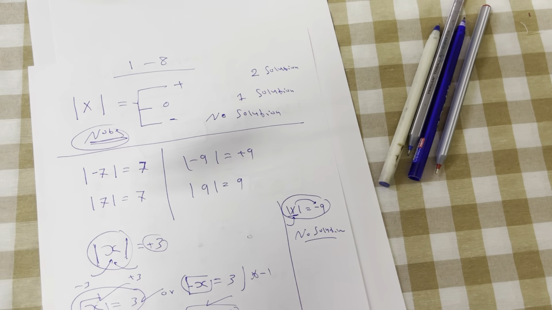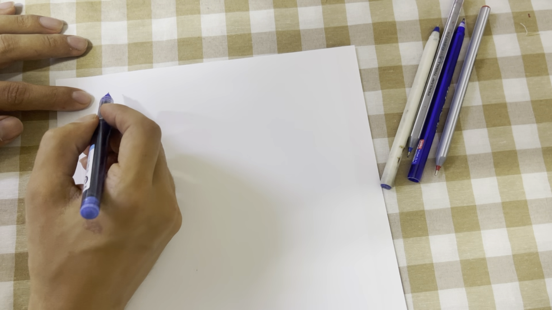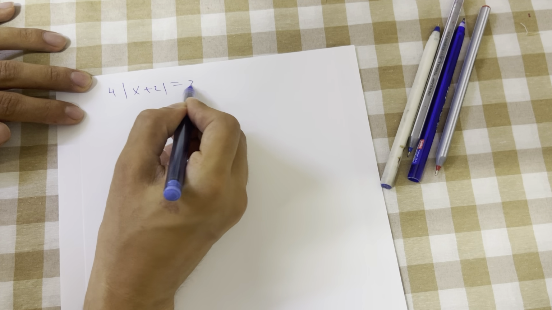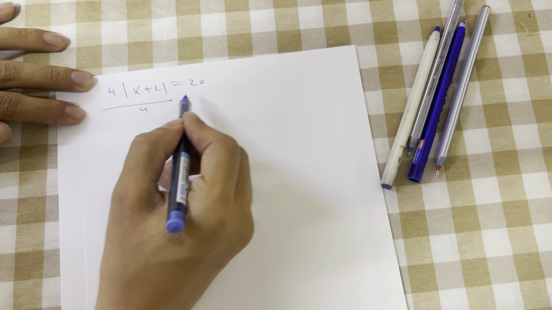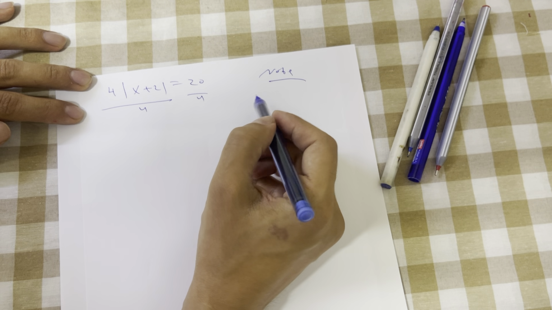Now we are talking about this. Just let me explain this. Okay, we have what? We have this example: 4 times absolute value of x plus 2 equals 20. Divide by 4. Okay, note, be careful.